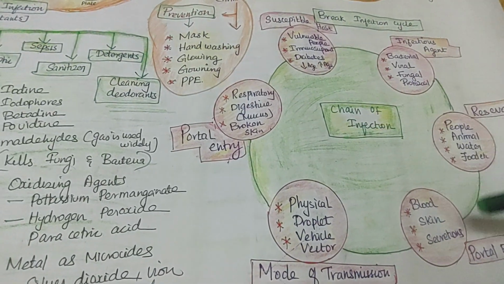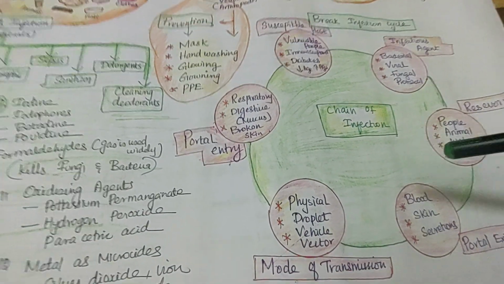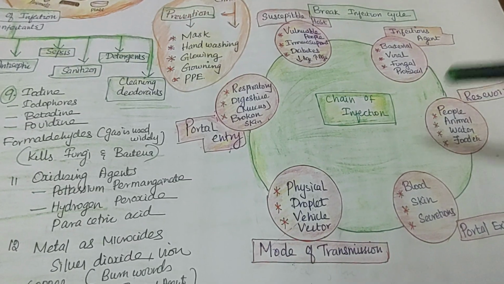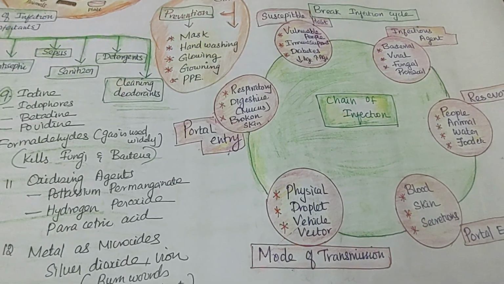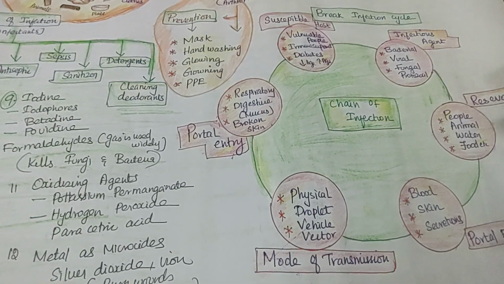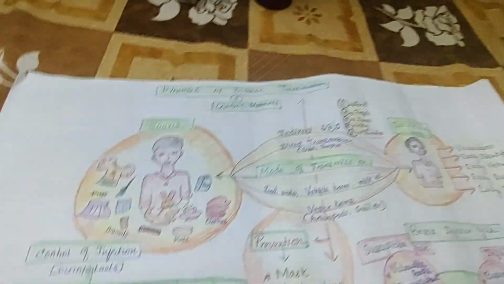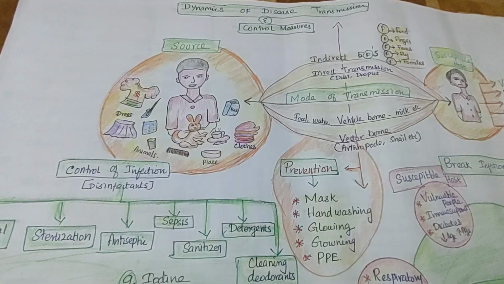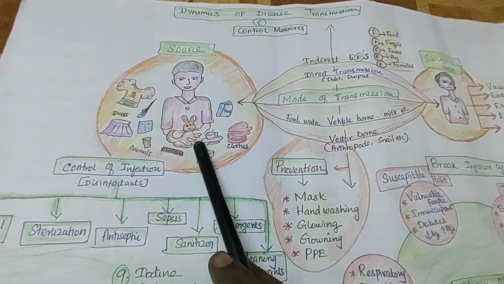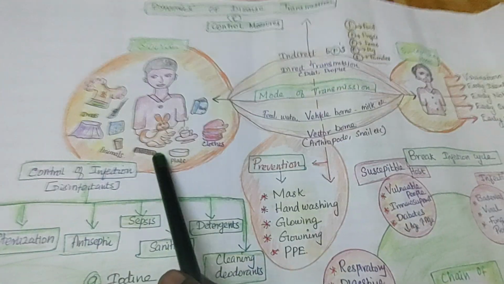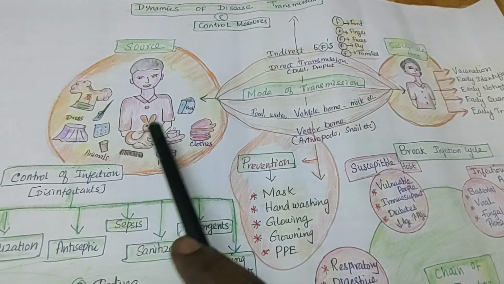So this is the cycle of infection. This we have learned in our medical surgical nursing or fundamentals of nursing. This is the concept of how the chain of infection is spreading. So in community health nursing, how is it spreading? This is the source. If you see the reservoir or the source, you can see this picture.